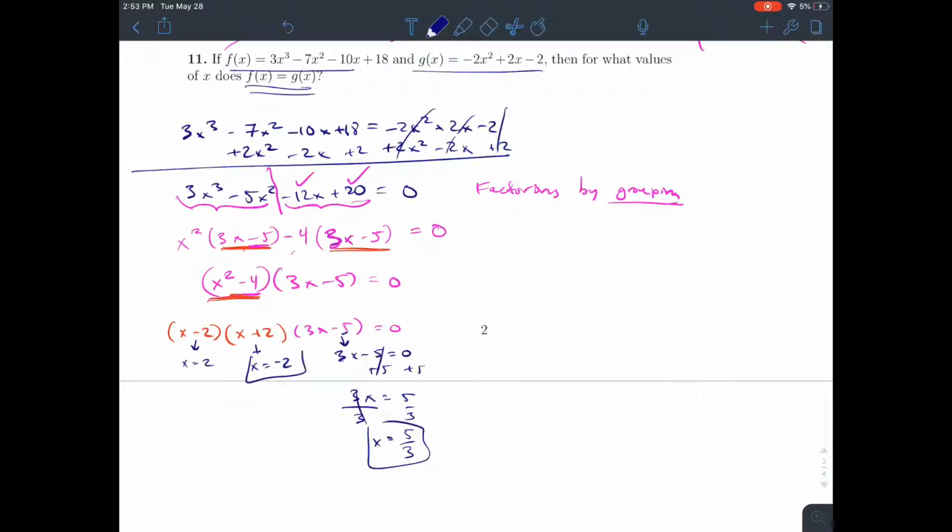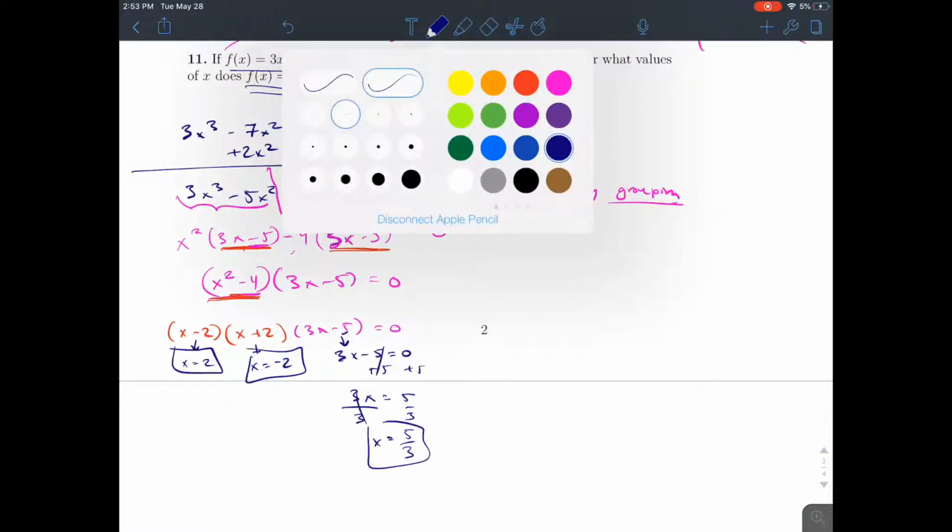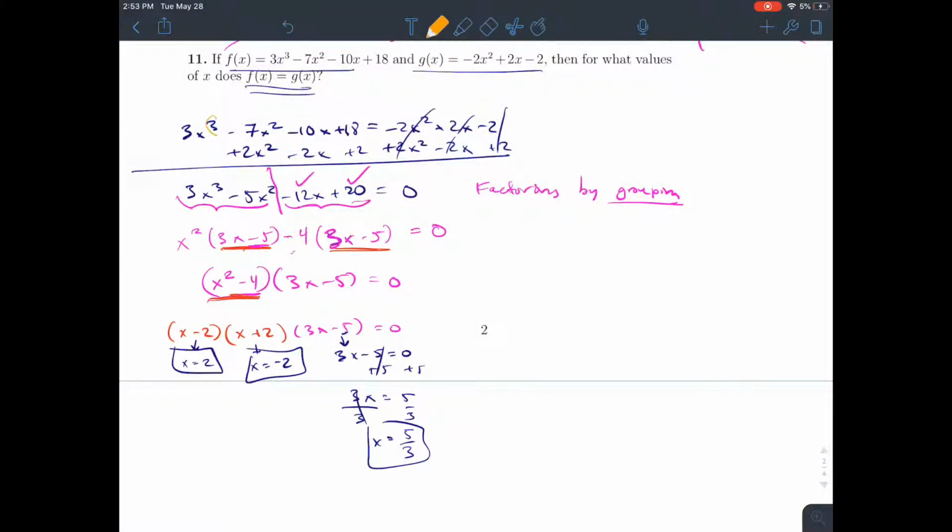So you get 1, 2, 3 solutions to this problem, which should agree with your intuition, because having a cube here means that you expect 3 solutions by using the fundamental theorem of algebra.